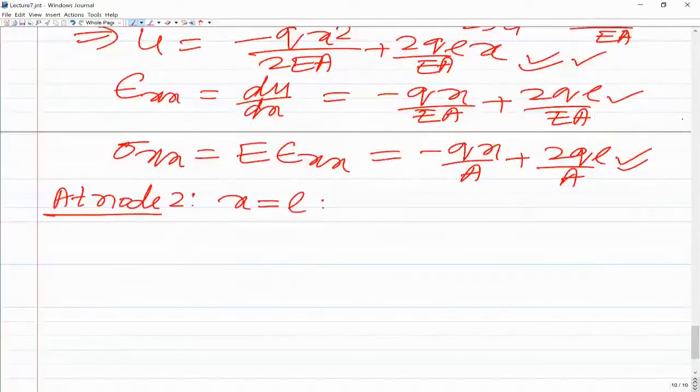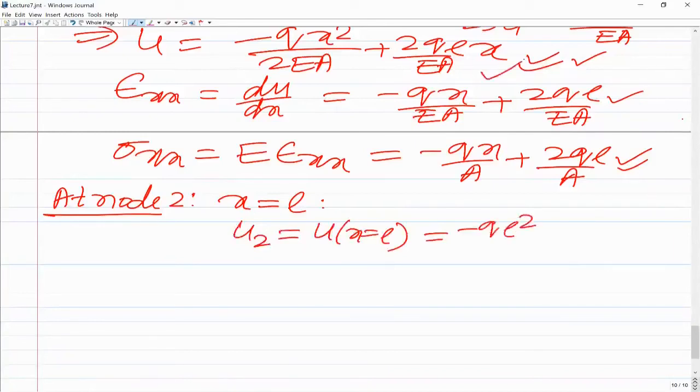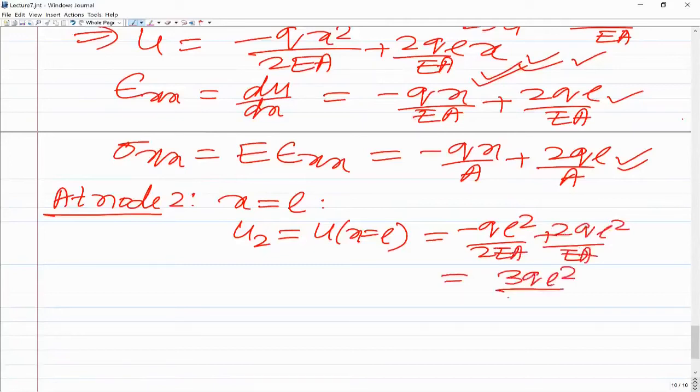If you want to calculate u, u will be equal to u2, and u2 is nothing but the value of u at x equal to small l. So if you put the values in this solution, minus ql square upon 2EA plus 2ql square upon EA, this comes out as 3ql square upon 2EA. And this is what we have got. If you see above, u2 is equal to 3ql square upon 2EA.